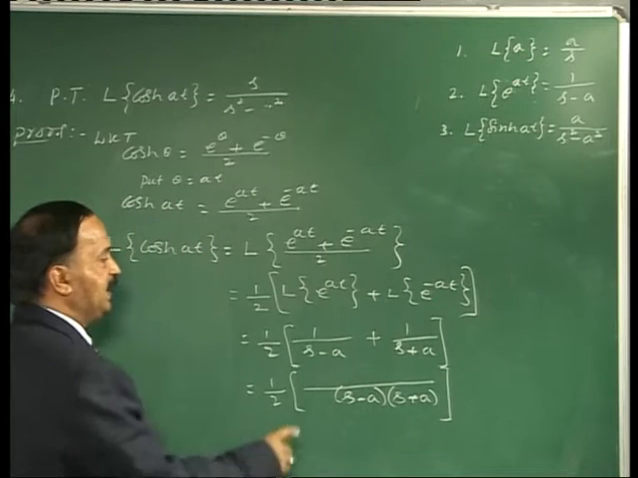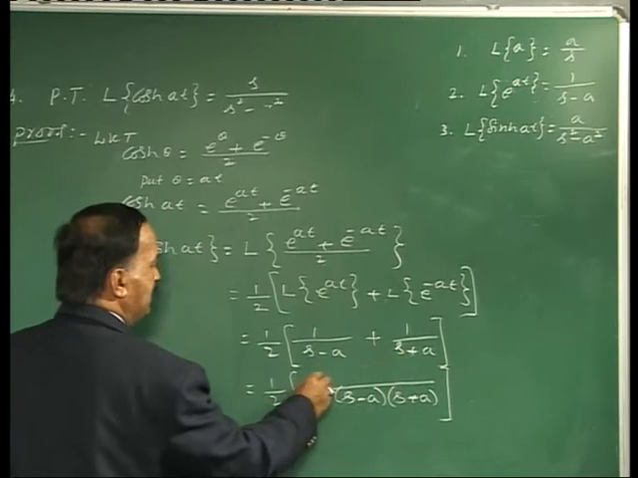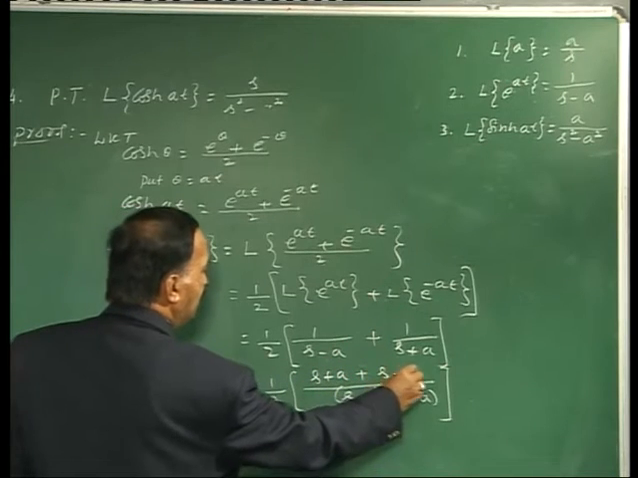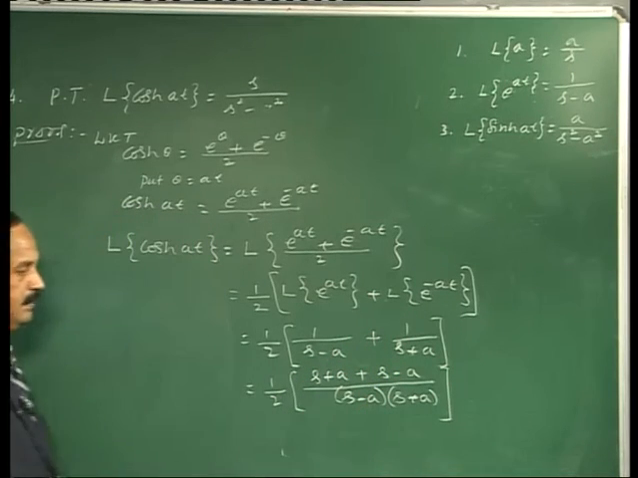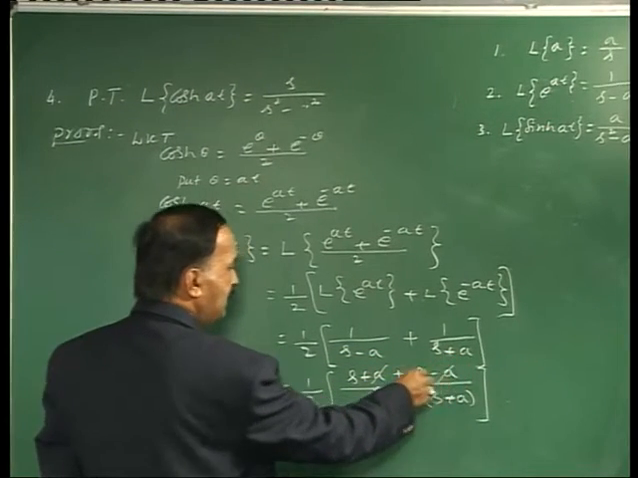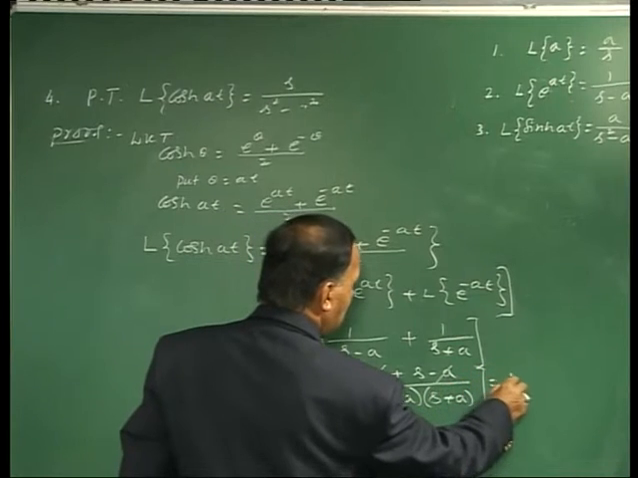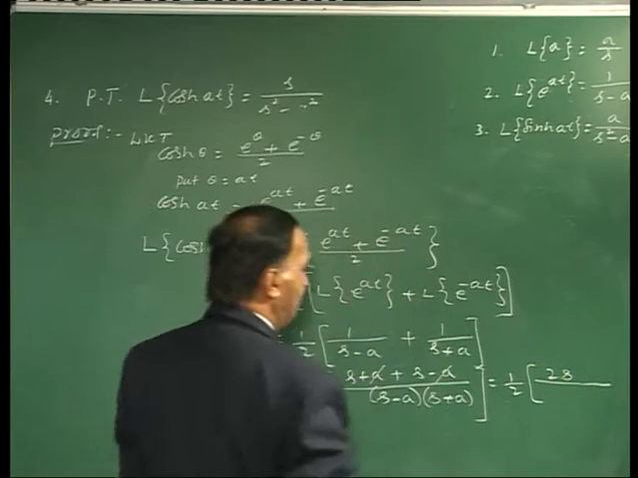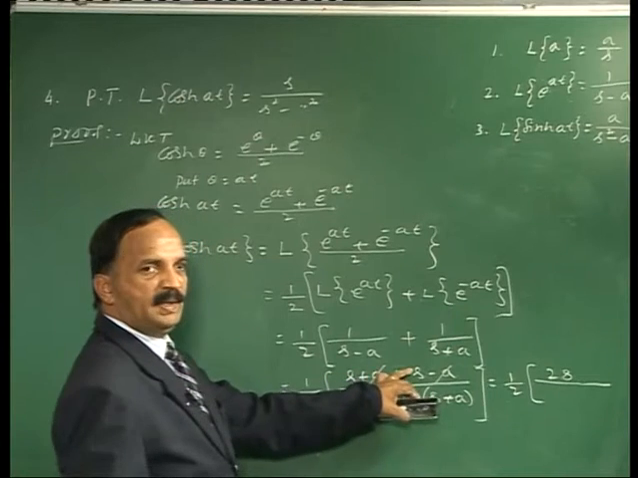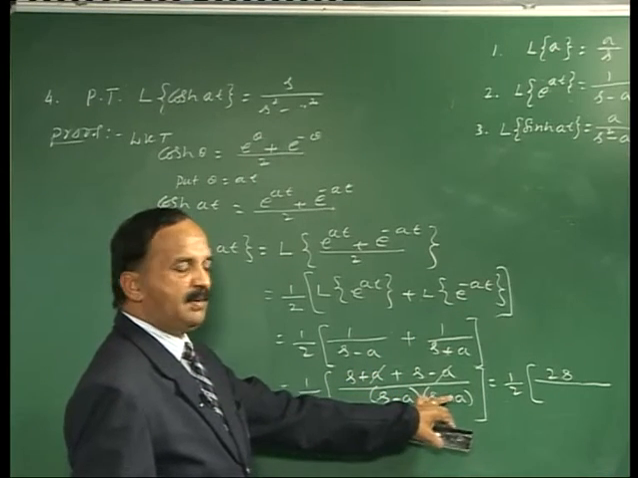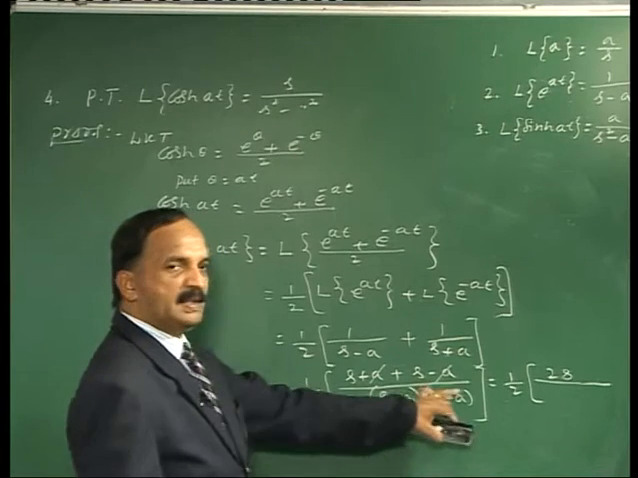S minus a into s plus a. So this becomes 1 into s plus a plus 1 into s minus a. S plus a plus s minus a. Plus a minus a cancelled. That is equal to 1 by 2 into 2s divided by s minus a into s plus a, by using that formula a square minus b square.